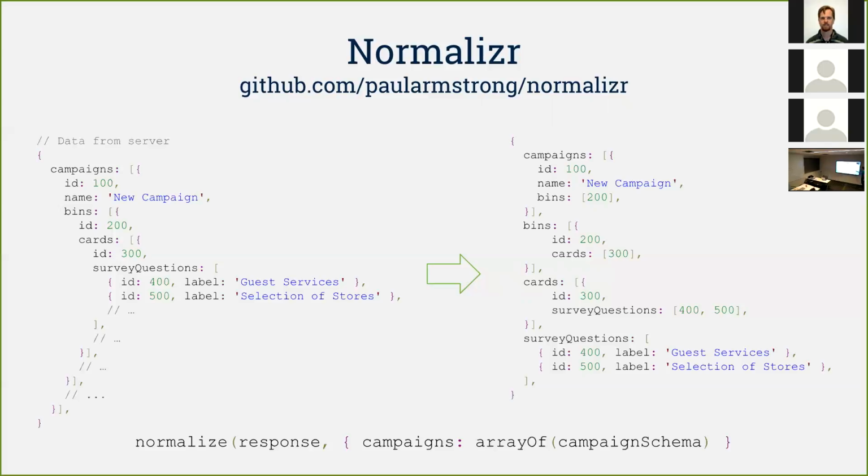we now have at the top level of our object, we just have campaigns. Each campaign contains an array of bin IDs. And then there's also at the top level, not nested in the campaigns, an array of bins, which contains its ID and an array of cards that might belong to that bin, and so on and so forth. So no longer do we have this deeply nested data structure. Instead, everything is flat at the top level, and this makes it a lot easier to work with our data, as we'll see in a second.